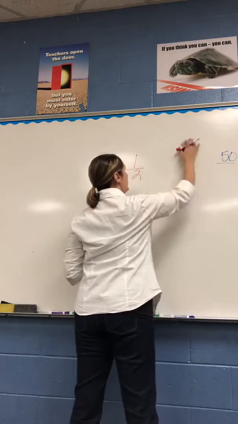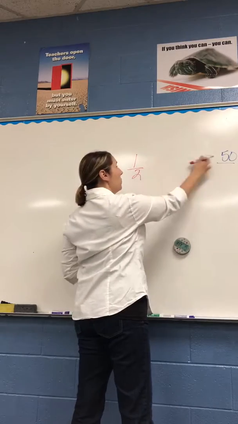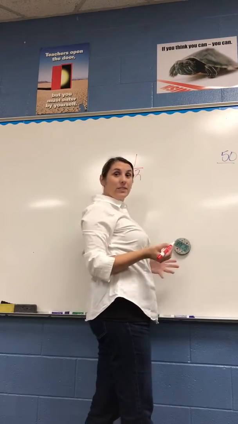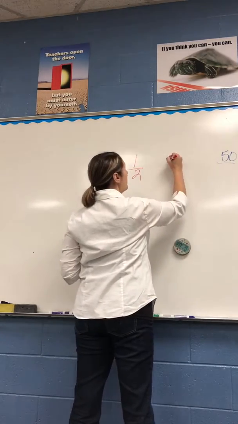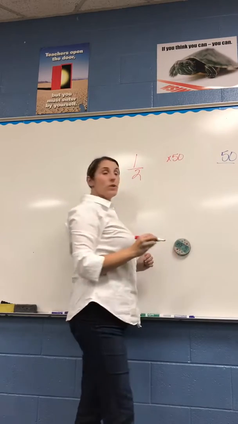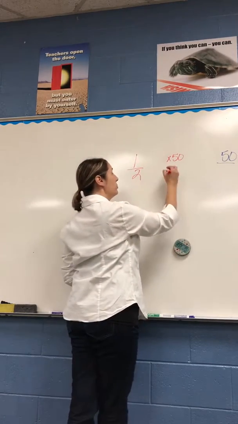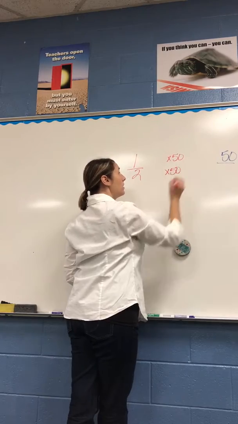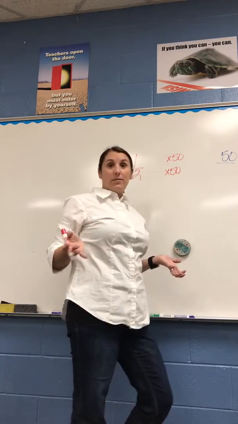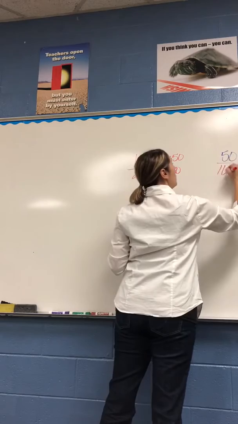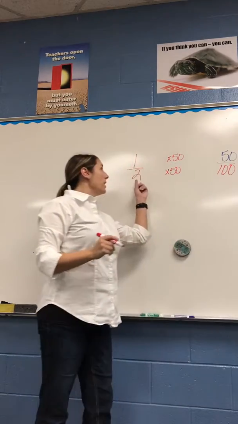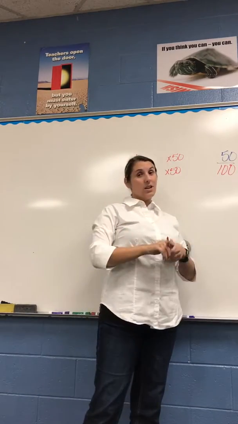And last one, it's kind of easy. Okay, 1 times what equals 50? Well, according to the identity property, 50 times 1 equals 50. Can we do 2 times 50? Absolutely. What's 2 times 50? 100. 1/2 equals 50 hundredths.